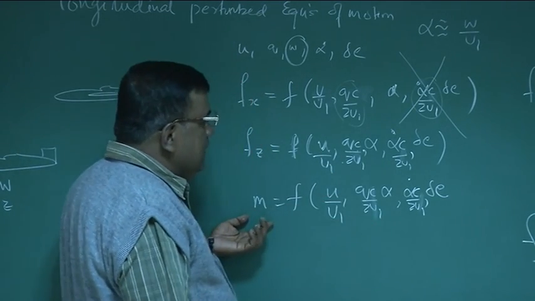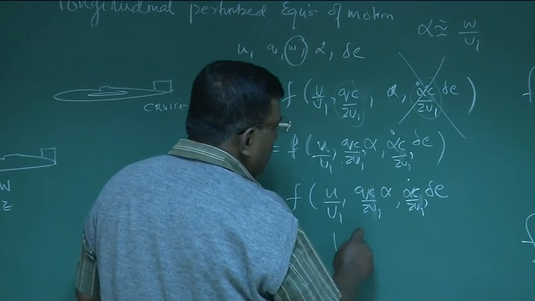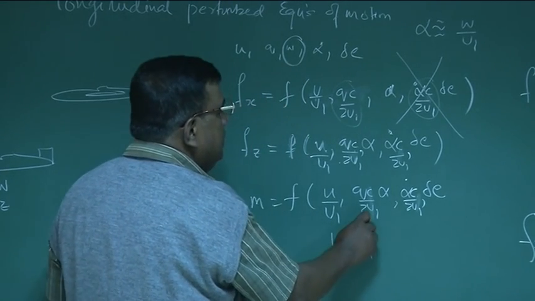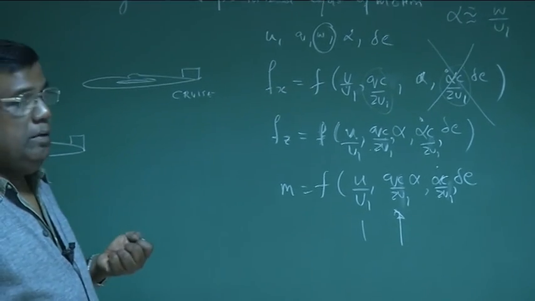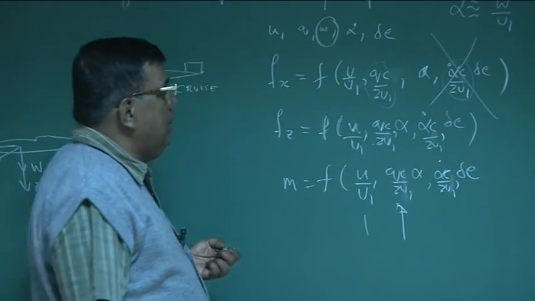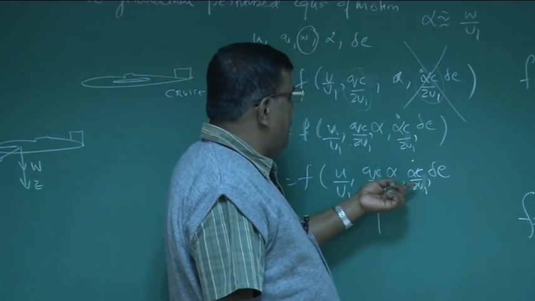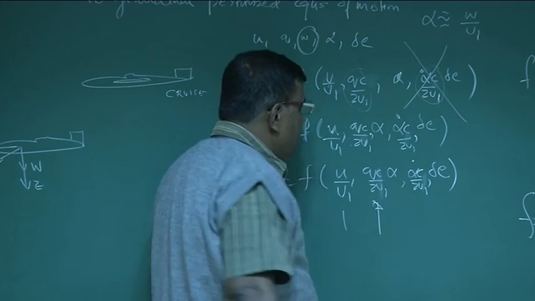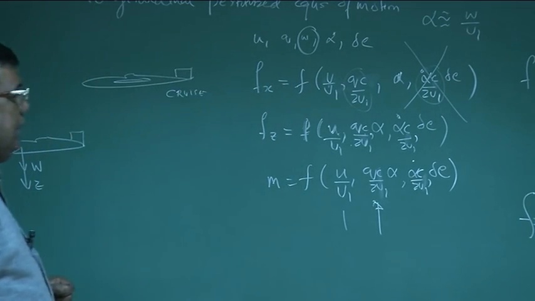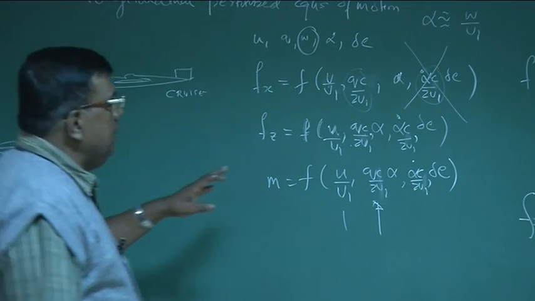As far as moment is concerned, U by U1, Q, very important, because you know that CMQ will be a very, very important derivative from the dynamic stability point of view. Then alpha is there, alpha dot C also will be very important, and delta E. So we'll be developing expressions for all those derivatives.